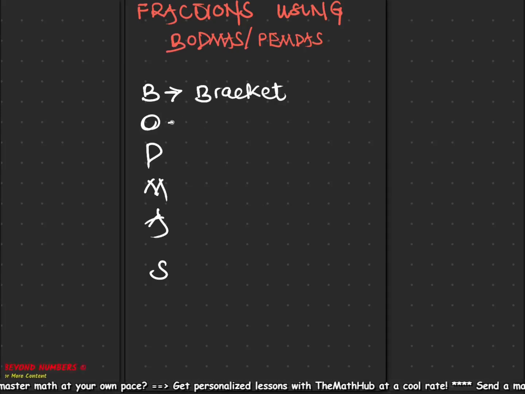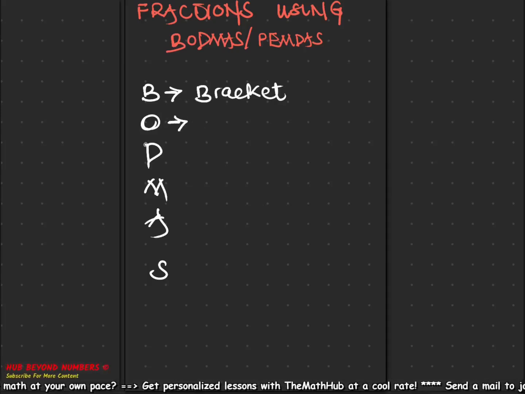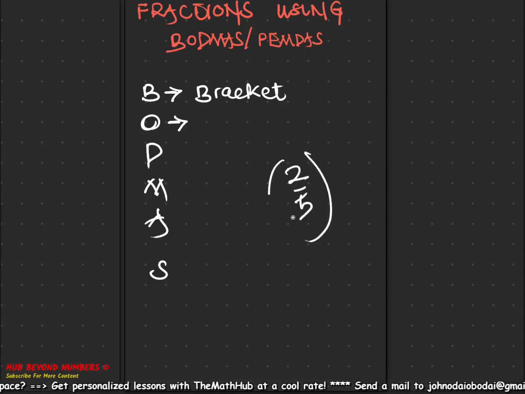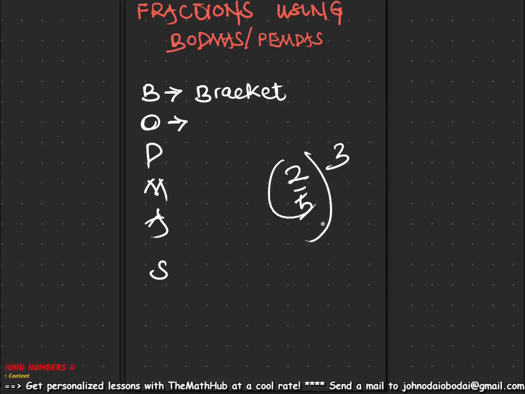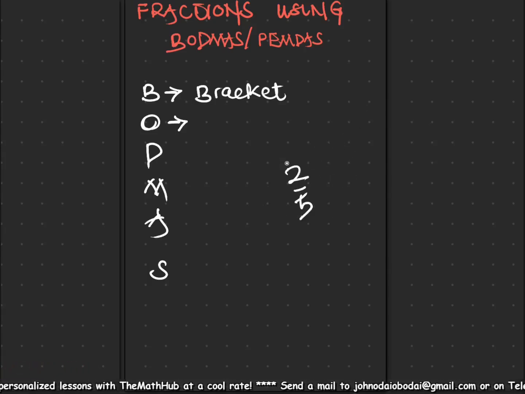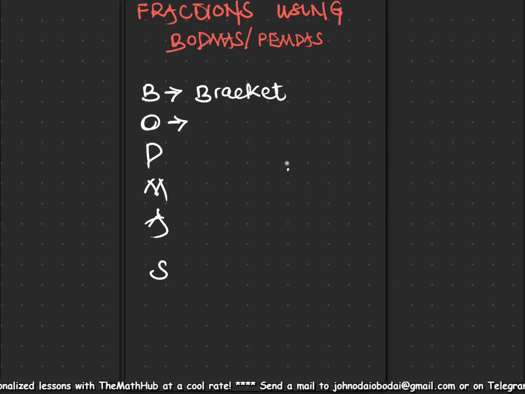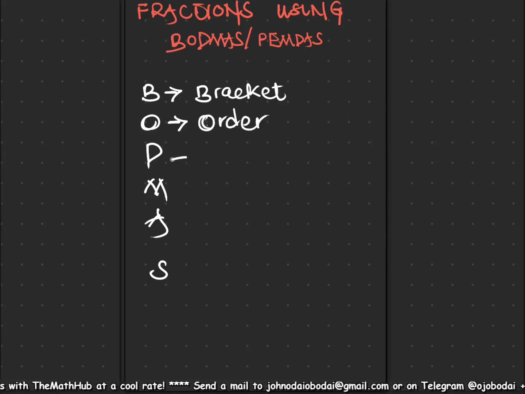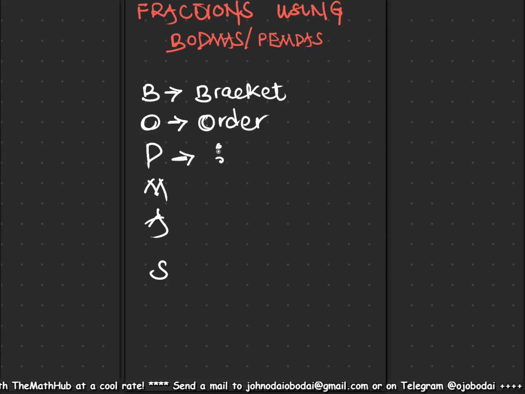Now, after the expression in the bracket, the next thing you should do is, if there is an exponential or an order, if you have a fraction, let's say 2 over 5, and it's raised to the power 3, evaluate that first. We call this the order of whatever variable or constant it is, in this case, our fraction. So solve for the order first, after which you come to your division. So if there's division, solve for the division first.